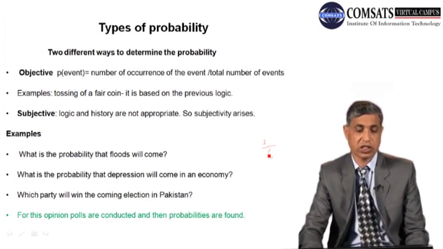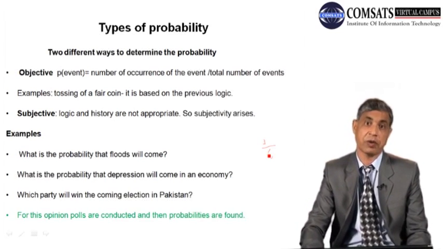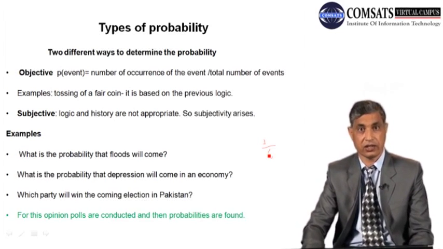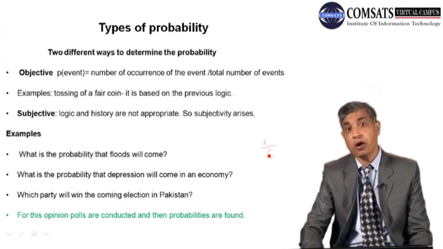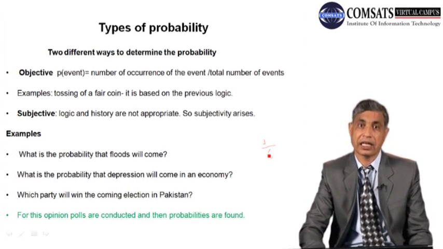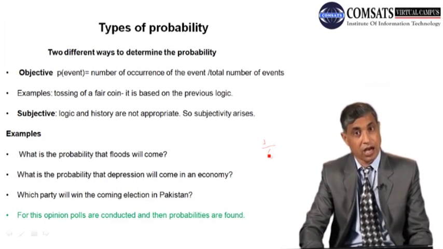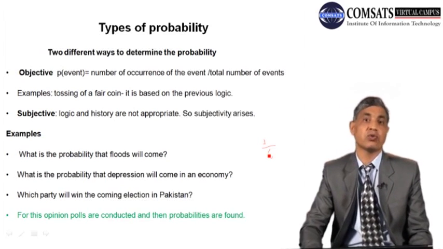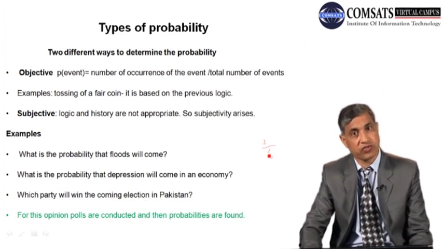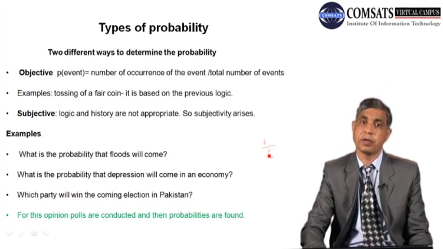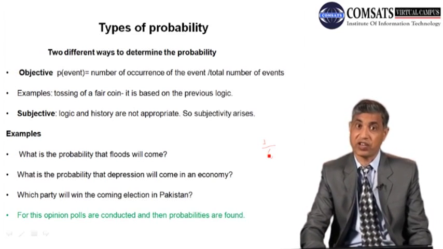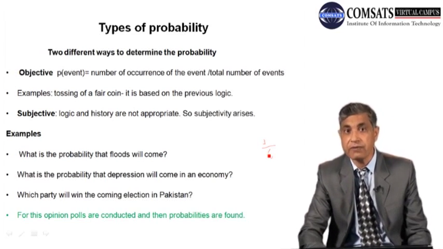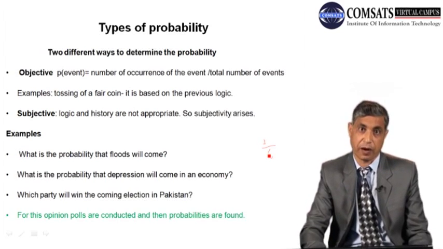The other, maybe an interesting question, is which party will win the coming election in Pakistan. Now there is election time in Pakistan, and you know in a couple of weeks this government is going out of office and the new government will come. There are many parties competing to win the election. We can just say who is likely to win. There are more chances, for example, for the PMLN, the PPP and the PTI. But what is the probability? It is very difficult, because this is not objective probability, this is subjective probability.